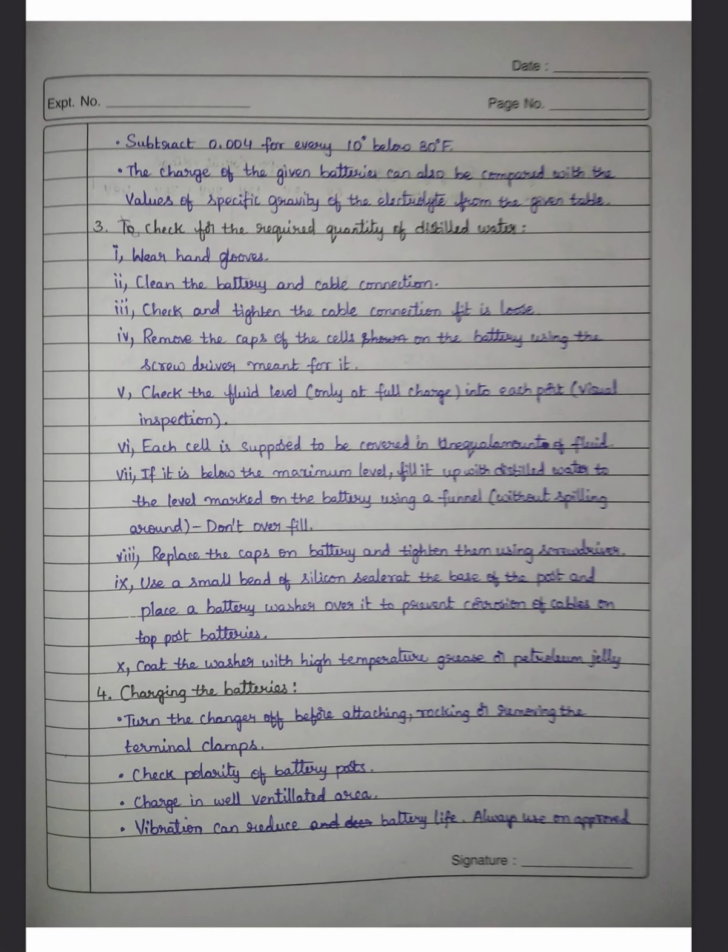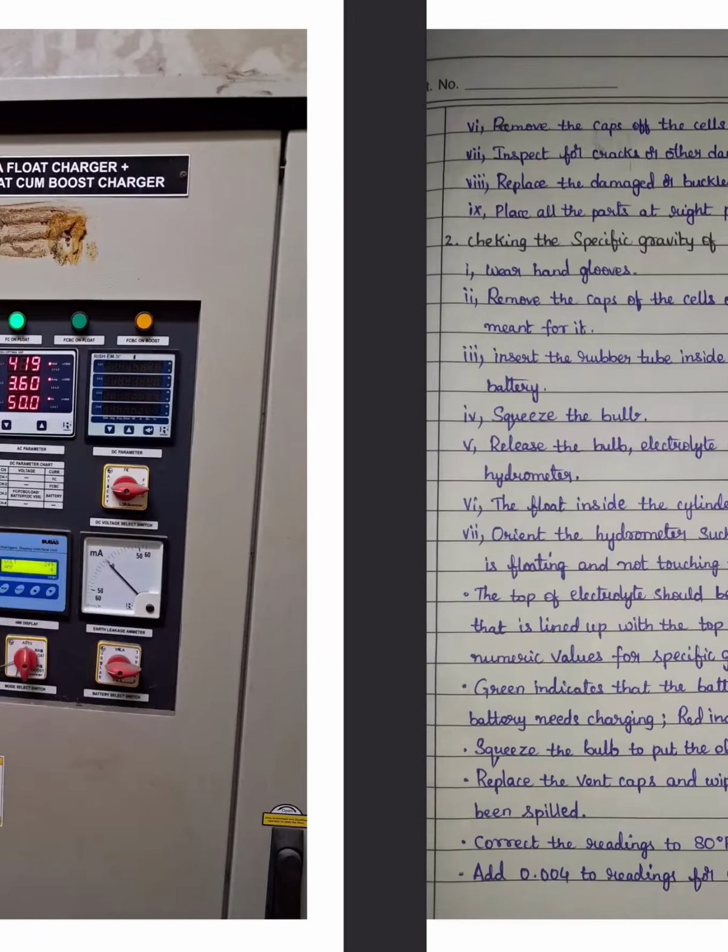Next, what is this? To check for the required quantity of distilled water. Okay, how much water you have to put inside? Same, wear hand gloves, clean the battery and cable connections, check and tighten the cable. Every time you have to check and tighten it. Remove the caps of the cells. You must remove these caps.